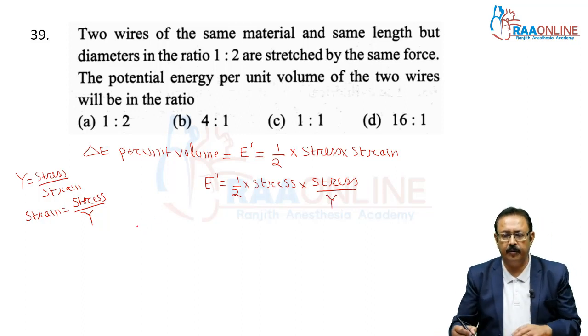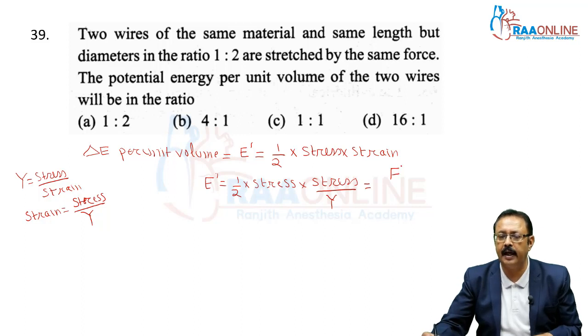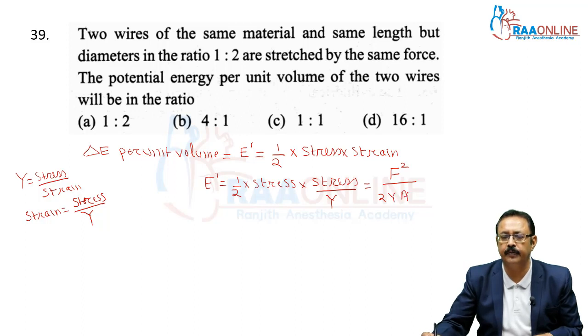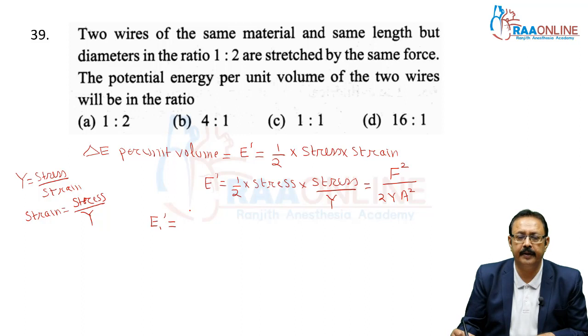So what do we have to do now? I am writing it as stress into stress, stress square. Stress is F upon A. So F square, 2 is there, Y is there, A square. So now, first case, E1 dash: I am taking F, F, 2 is always 2, Y, Y, A, A.